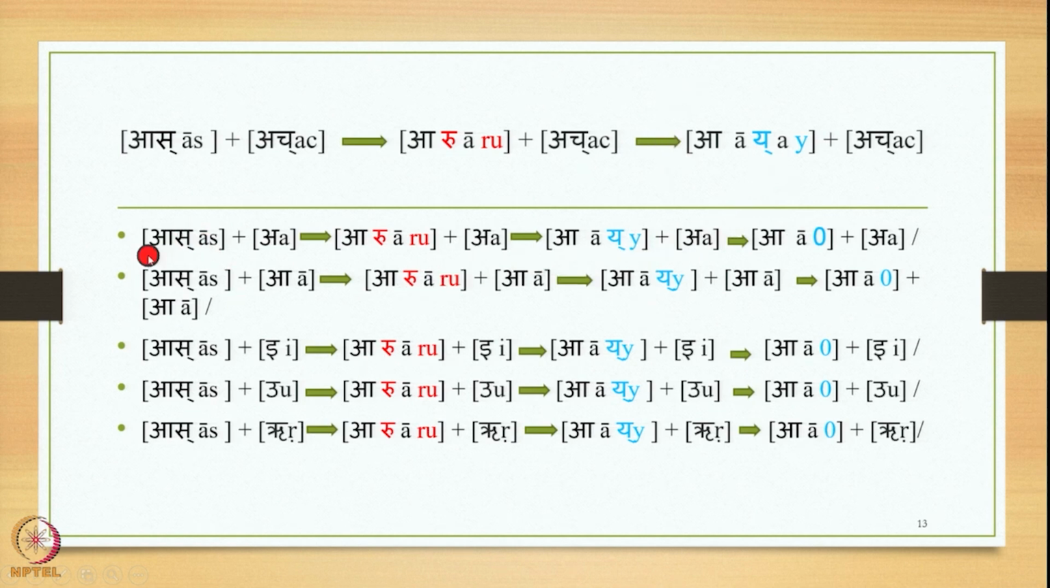Let us look at it one by one. So first we have as plus a, and then sa becomes ru, aru plus a, then aya, and then this ya gets optionally deleted. So we have a0a, and aya as a returned example. Similarly, as plus a, and we have aru plus a, and then aya, and then a0a optionally.